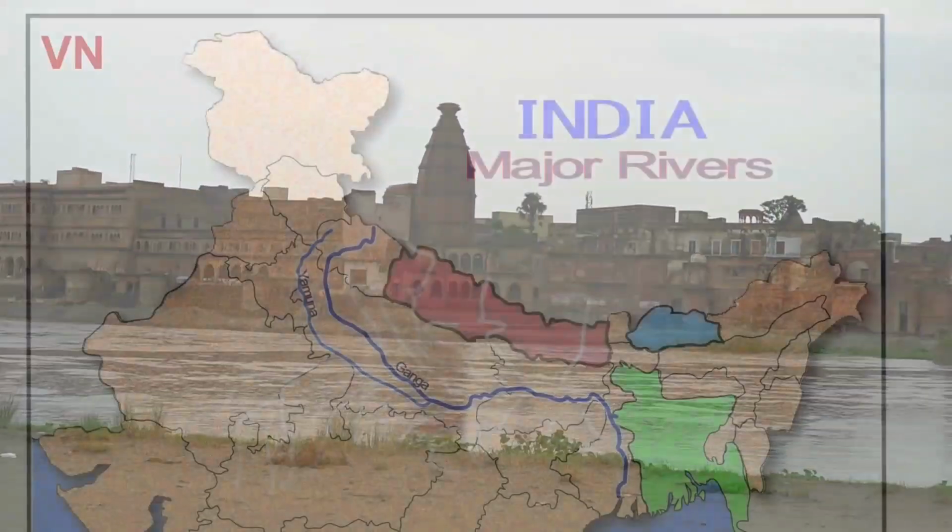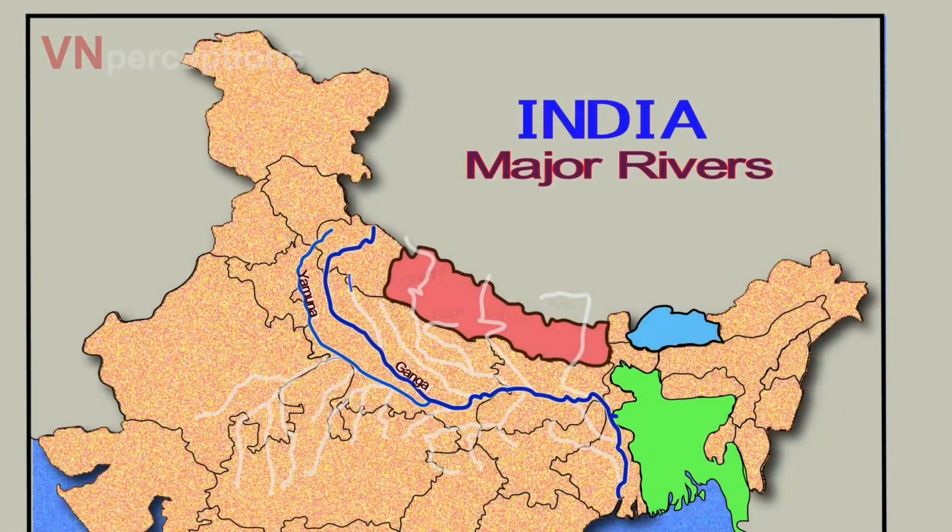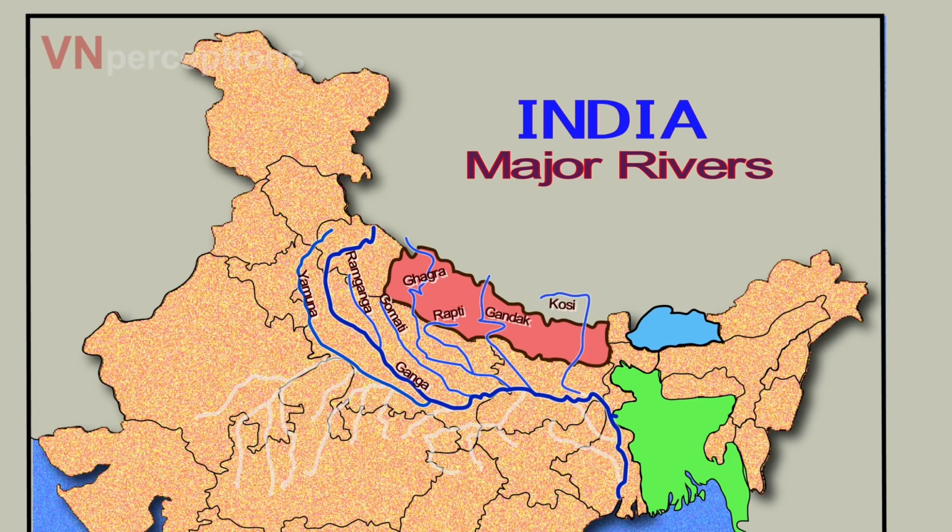The rivers joining Ganga from the north are Ramganga, Gomati, Ghagra. Rapti joins Ghagra, Gandak and Kosi. River Ghagra is the largest tributary of Ganga.